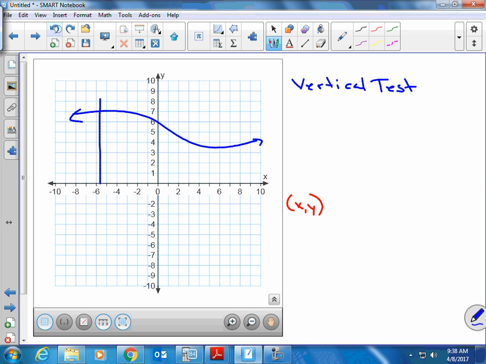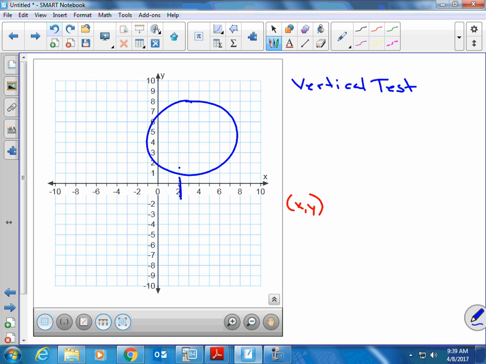All right, let's try another one. How about our basic circle? Function, not a function. That one's pretty easy. I can draw a vertical line a lot of places, and it hits more than once. That is not a function. It hit my graph in this spot, and it hit my graph in that spot. It is not a function.